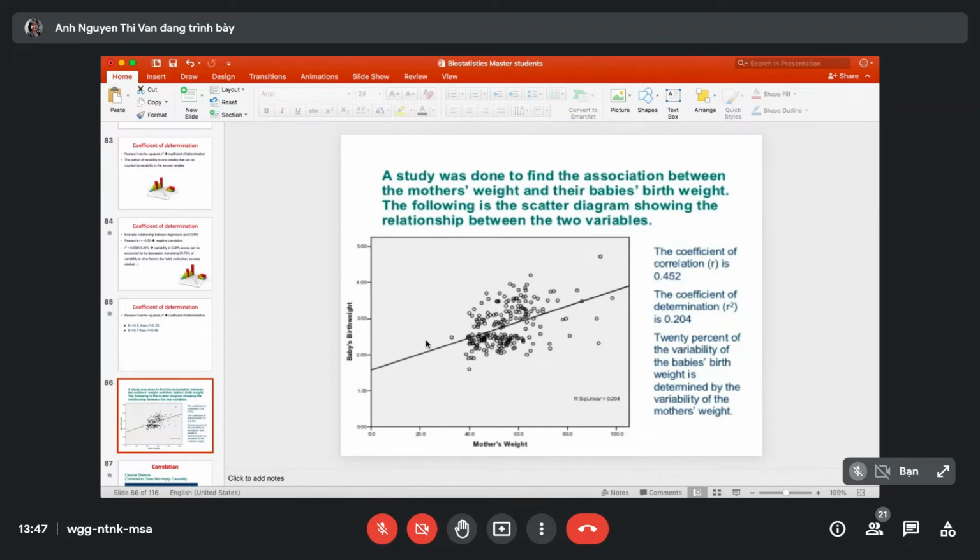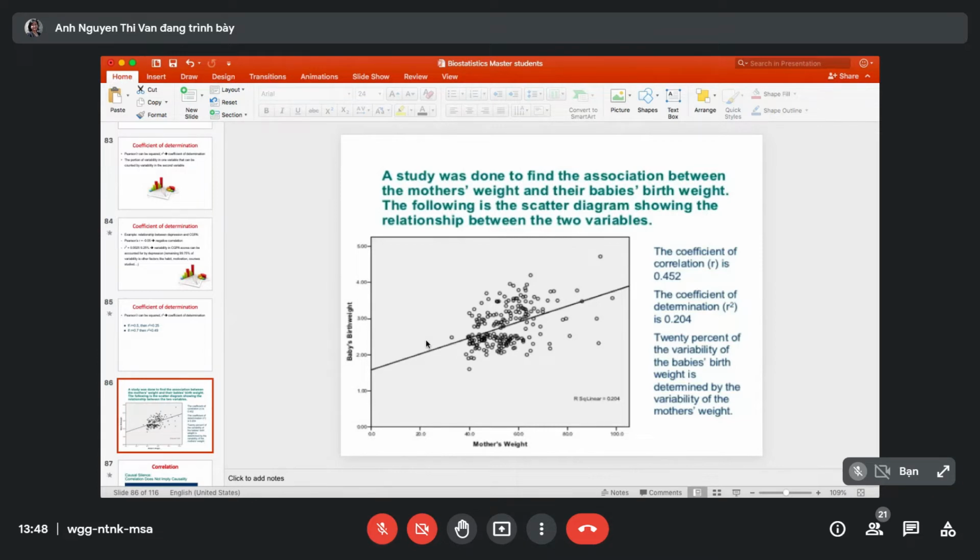So in your opinion, what is the dependent variable and what is the independent variable in this case? Baby birth weight is the dependent variable. And the mother weight is the independent variable. Yes, so mother weight is an independent variable, and baby's birth weight is a dependent variable.